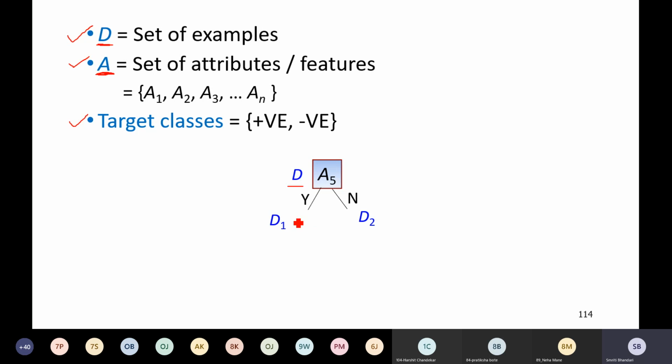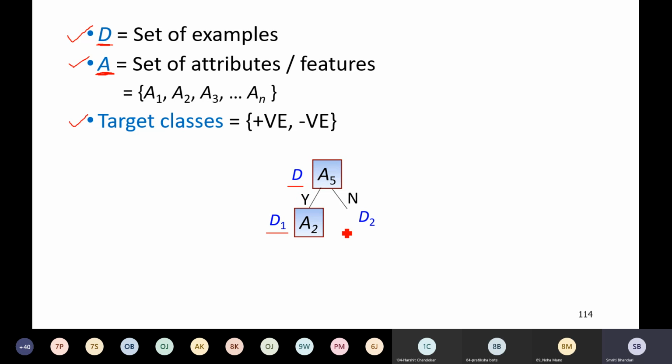Now what we are going to do next is pick another attribute to take the decision. Let us assume that we pick one more attribute at this level, and that is A2. So at this level, we have picked this attribute A2, and the data set available at this level is D1.